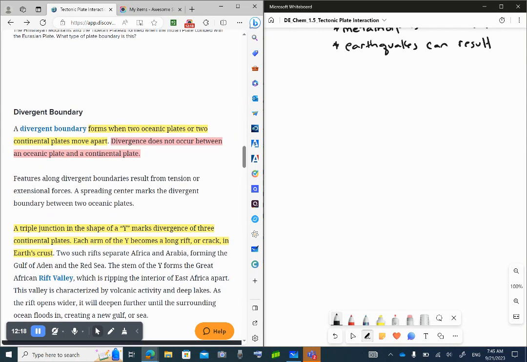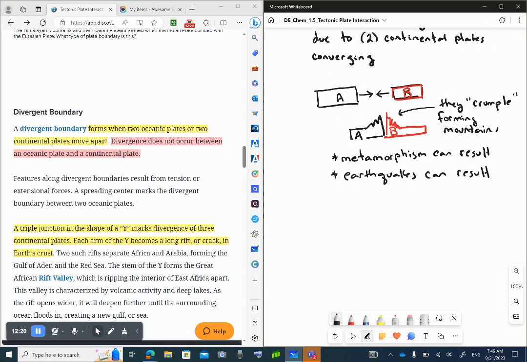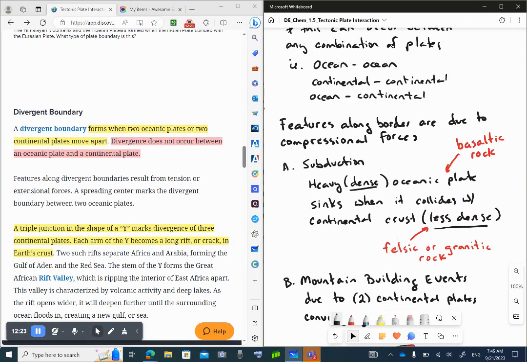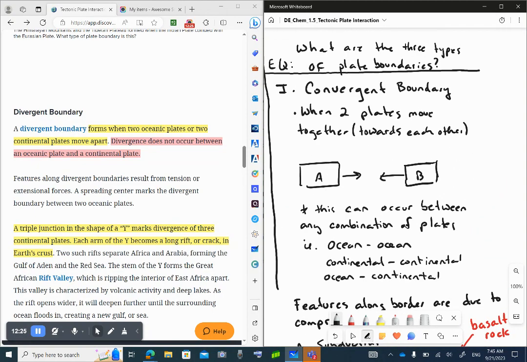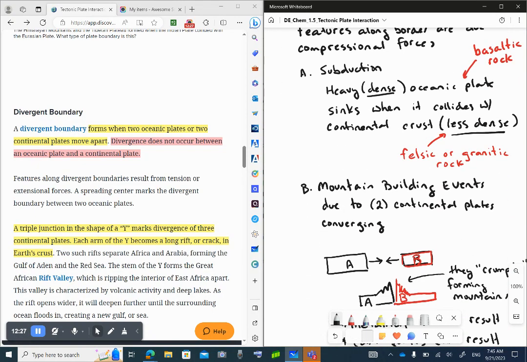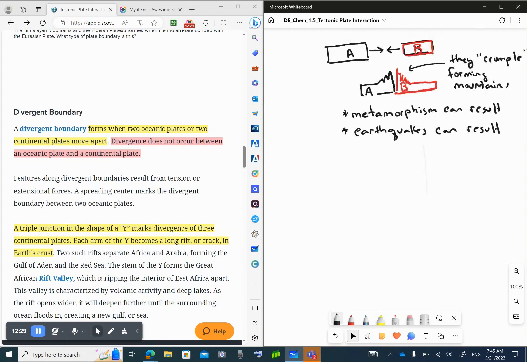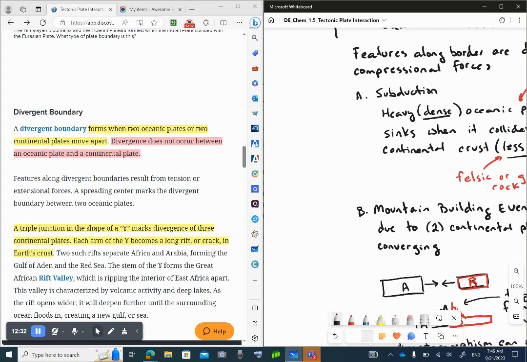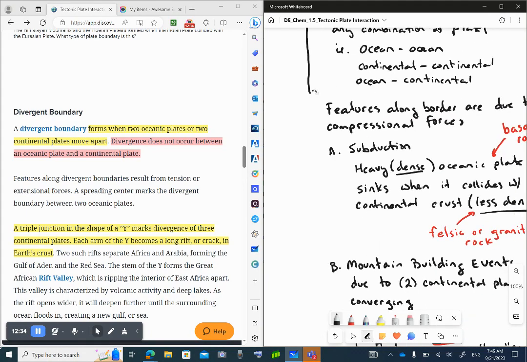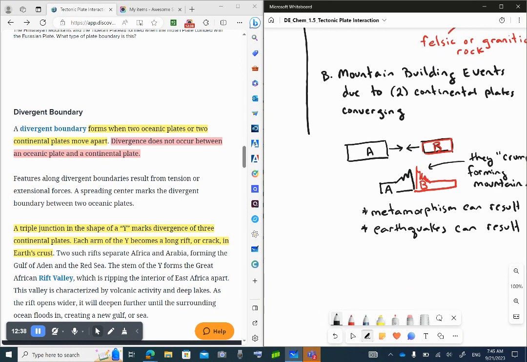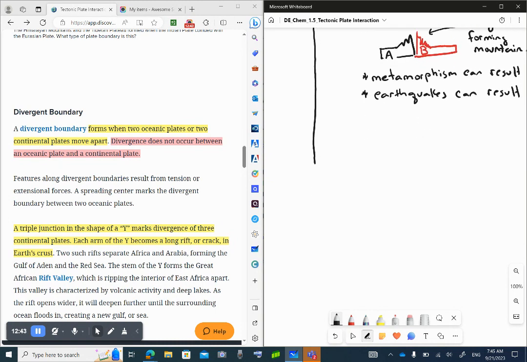And now let's take a look at the second type of boundary. We're going to talk about divergent boundaries. Okay, so this was Roman numeral 1, converging. Now we're going to take a look at Roman numeral 2. And we're just going to continue our Cornell note line down here. Take that all the way down. Roman numeral 2, divergent boundary.